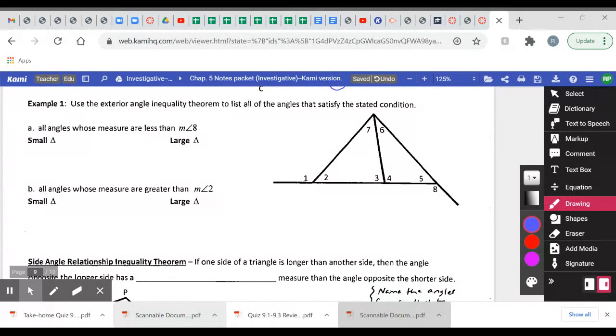On example 1, it says use the exterior angle inequality theorem to list all the angles that satisfy the stated condition. So on A, it says all angles whose measures are less than the measure of angle 8. So if we look at angle 8, and we can see that it's an exterior angle, then it first is asking for the small triangle that's right by 8. So I'm going to highlight this small triangle that has 8 as the exterior angle. So again, if 8 is an exterior angle, it has to be greater than either of the two remote interior angles, which in this case are 4 and 6.